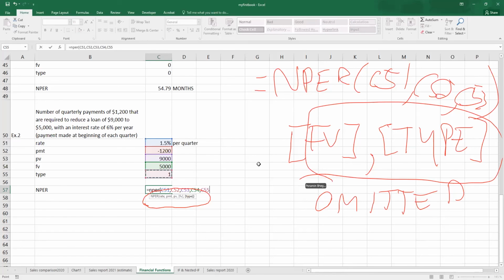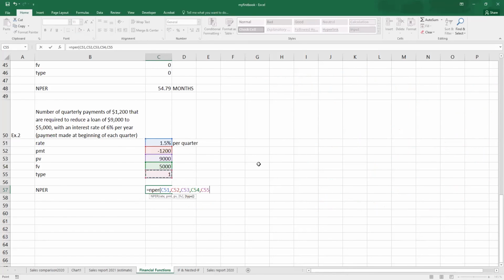But from this example, you can see that we can't just omit those values, because you don't clear off the debts, and also you pay at the beginning of the quarter. So that's why you still have to enter C54 and C55 in this case. Okay, I close the parenthesis. Then I get 11.90. 11.90.